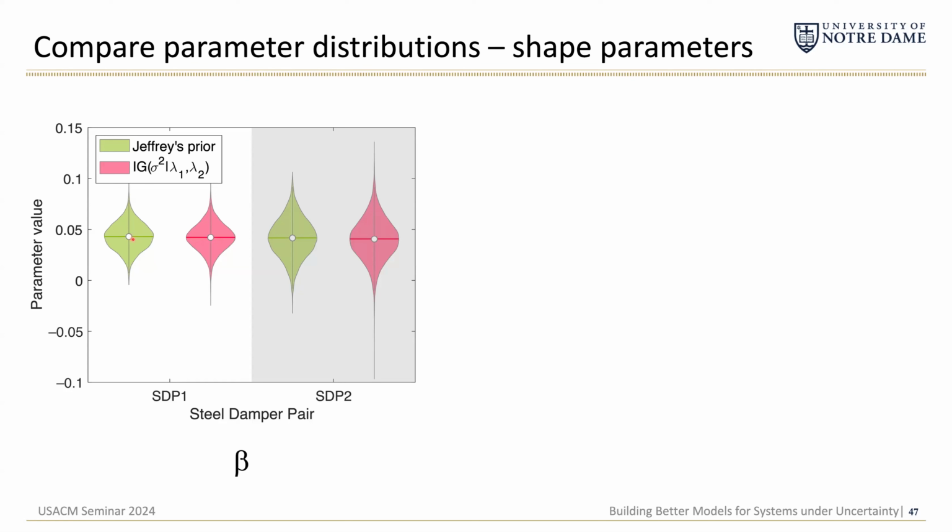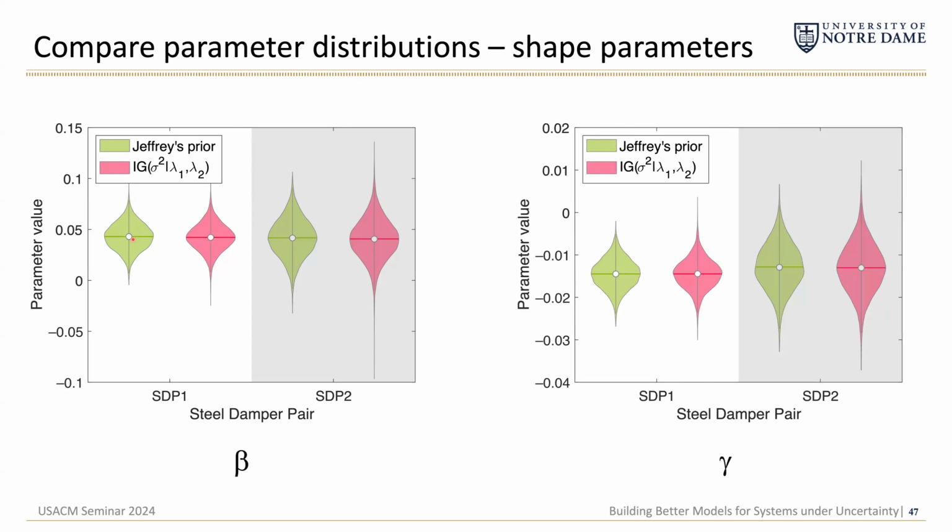But what you can see is that switching from a non-informative prior to the inverse gamma, adopting this probabilistic model for our error variance, does not have a very significant impact on the parametric uncertainty. Certainly here, you see our shape parameters, beta and gamma. You can see there are differences going from steel damper pair 1 to steel damper pair 2, just as we observed a few slides ago with that non-informative prior.